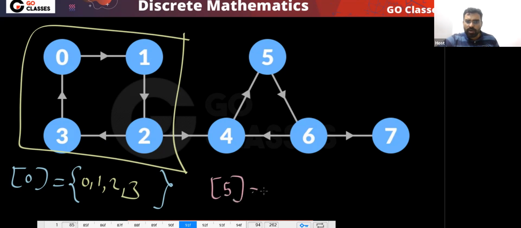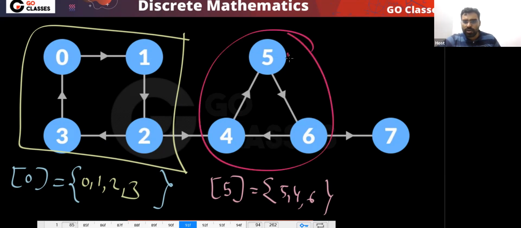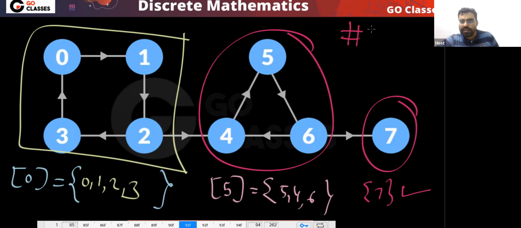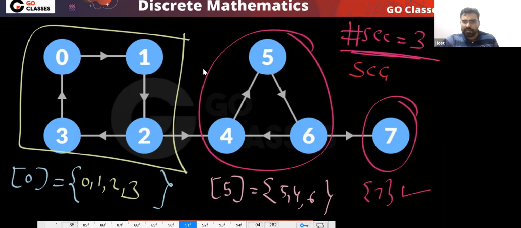Which is the strongly connected component of vertex 5? That will be 5, 4, 6. You can notice this is a cycle, and this is another strongly connected component. So finally, I can say the number of strongly connected components is 3. Total 3 strongly connected components you have. So is this a strongly connected graph? No, this is not a strongly connected graph.